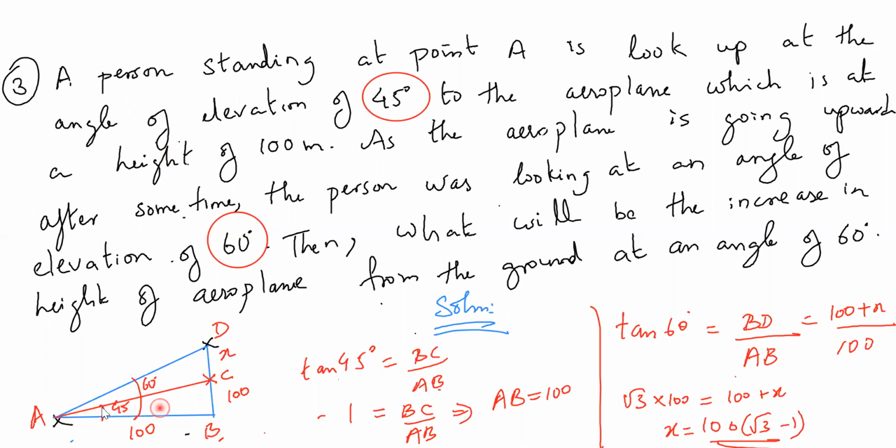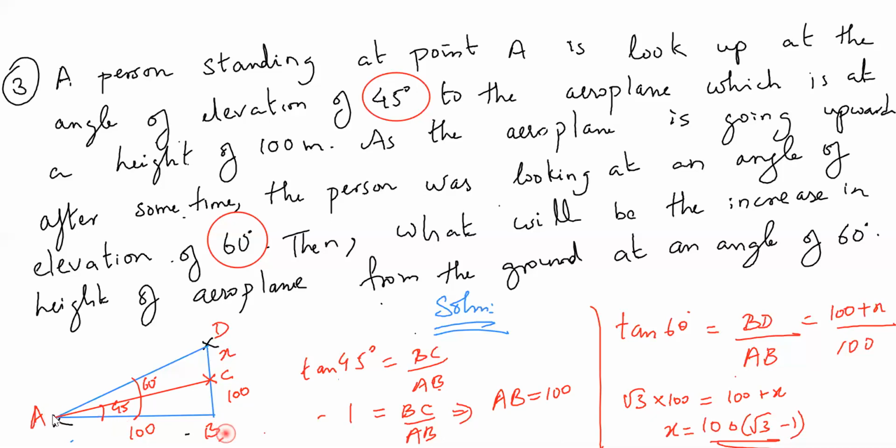Then we know an important trigonometry formula. Tan 45 is nothing but BC by AB. Tan 45 value is 1. So it's equal to BC by AB. So BC is equal to AB will come. BC value is 100, so AB value will also be 100. So that part is done. This triangle ABC is over.